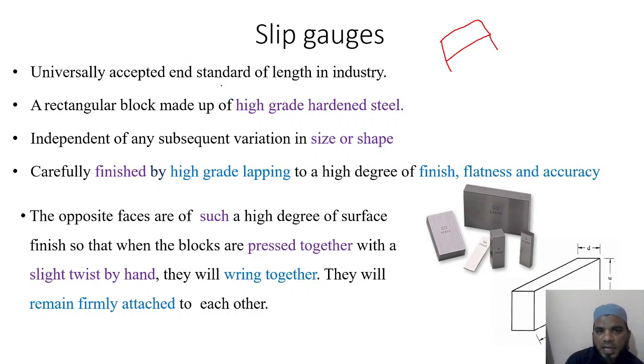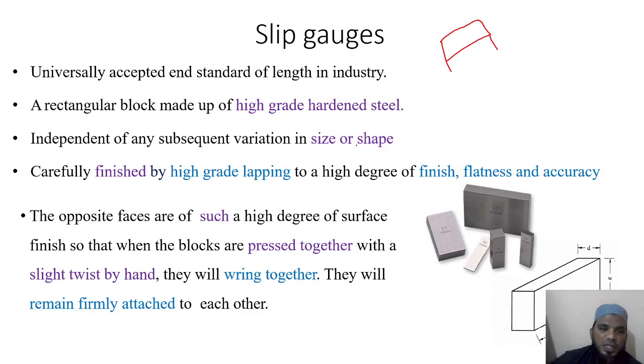Slip gauges are a universally accepted end standard of length in industry. A rectangular block made of high grade hardened steel, independent of any subsequent variations in shape or size, because most of the time it is kept in a box. It is always greased before it is used, so that it does not rust because of exposure to the external environment.